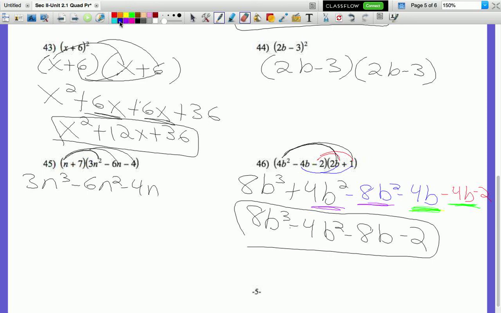7, you multiply in, you get 7 times 3, which is a positive 21n squared. 7 times 6 is a negative 42n. 7 times 4 is a negative 28. We combine like terms. So we have these two that we can combine, and these two.